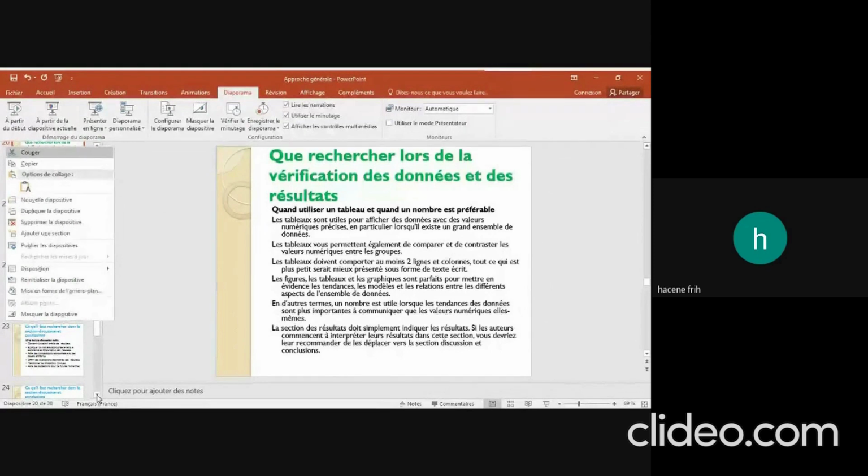The results section should simply state the results. If the authors begin to interpret their results in this section, you should recommend that they move them to the discussion and the conclusion sections.